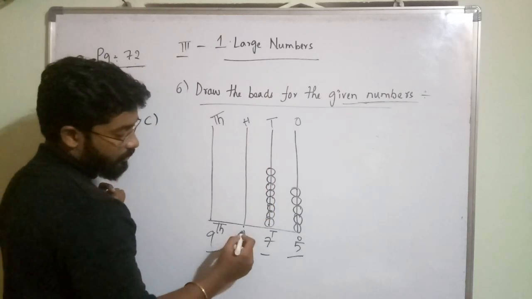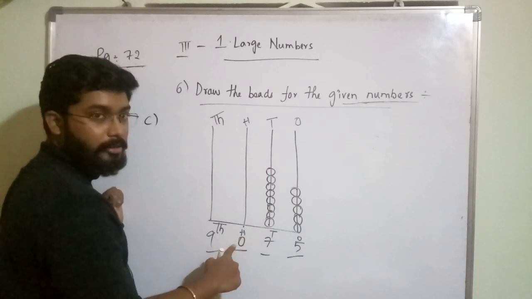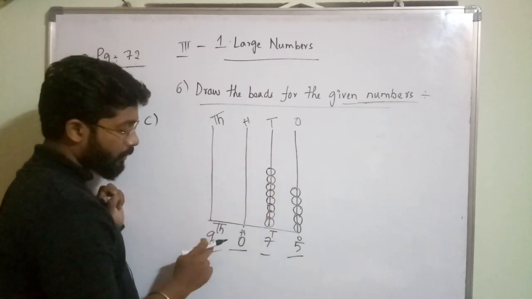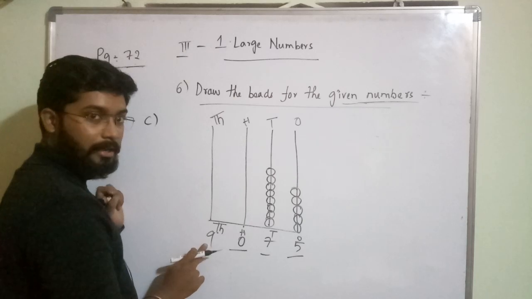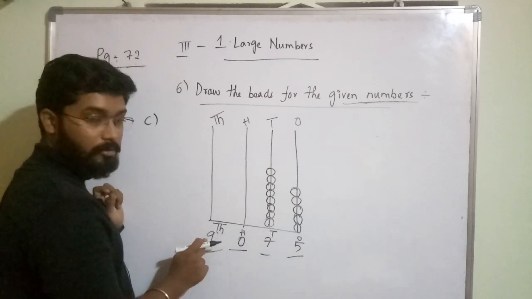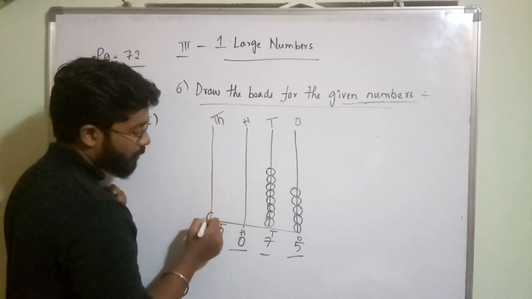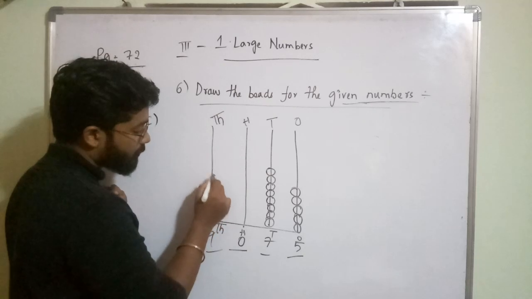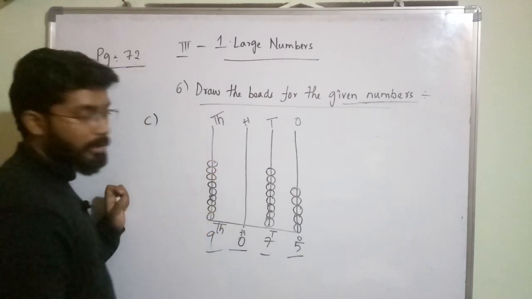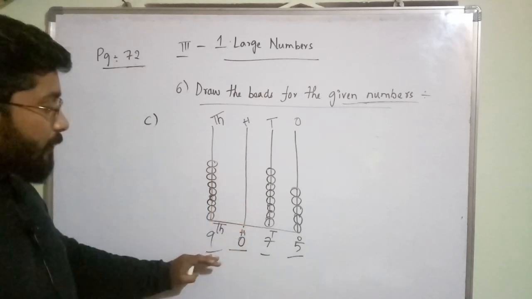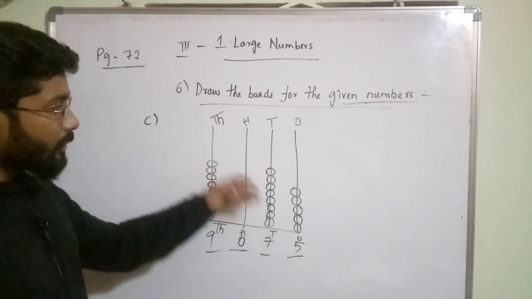So here in hundreds place 0 is there. You should not draw anything. You have to keep it empty. Okay. In thousands place you are having 9, no? For this number this is thousands place. In thousands place you are having 9. So in the thousands rod you have to draw 9 beads. Okay, so this is the representation of the given number 9075 in the abacus form.